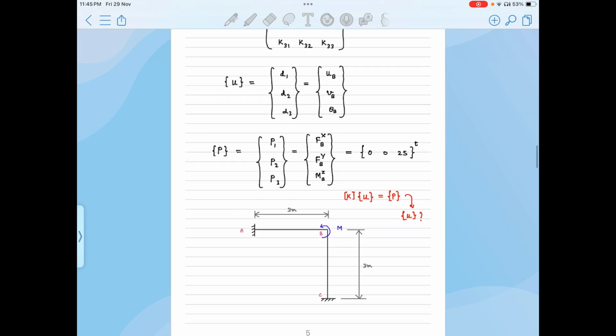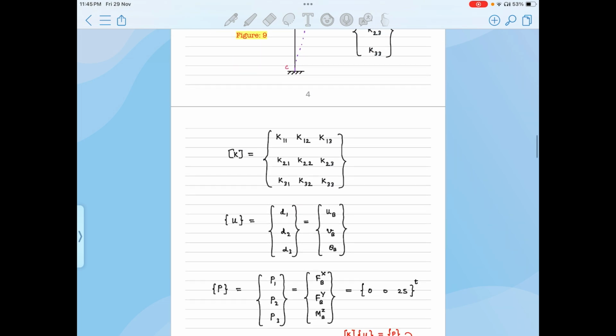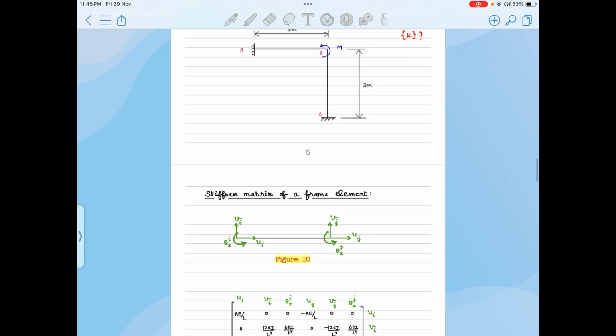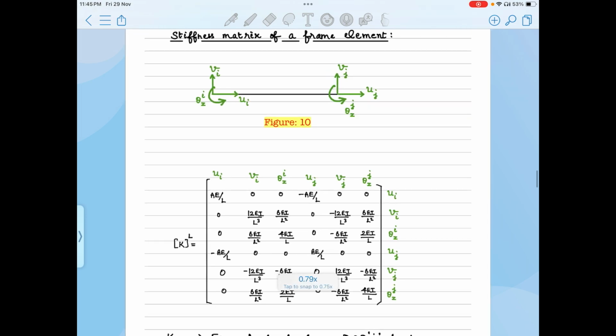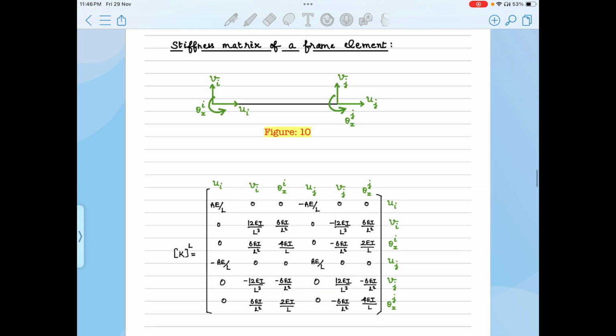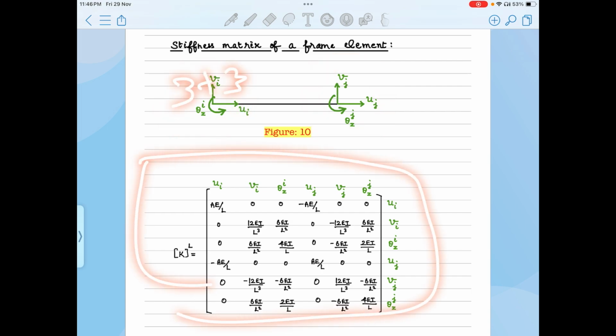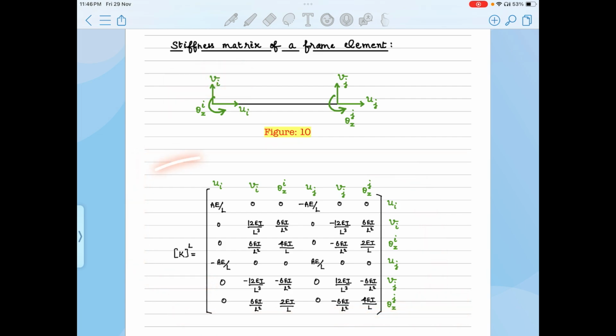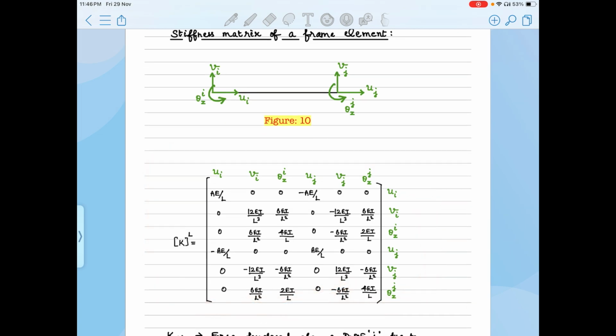So in order to get this stiffness matrix, one should first find the stiffness matrix of a frame element. For a frame element, we know these are the 3 degrees of freedom possible at every joint. So 3 plus 3 is 6. The stiffness matrix for a frame element will be of size 6 by 6. We will see later how we get this. As of now, it is sufficient to understand all this.